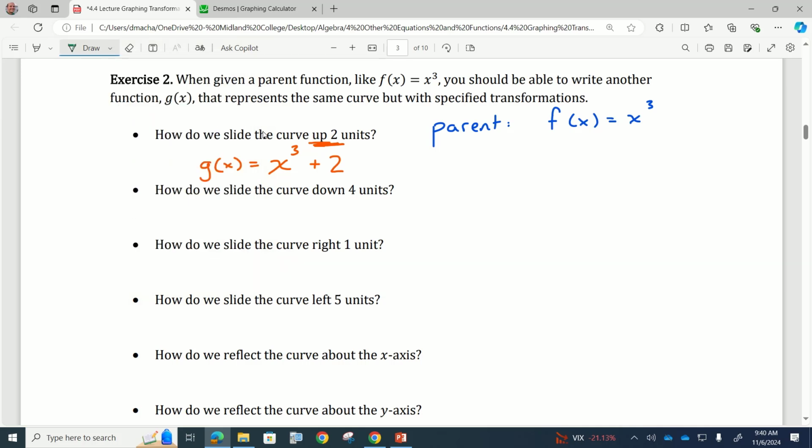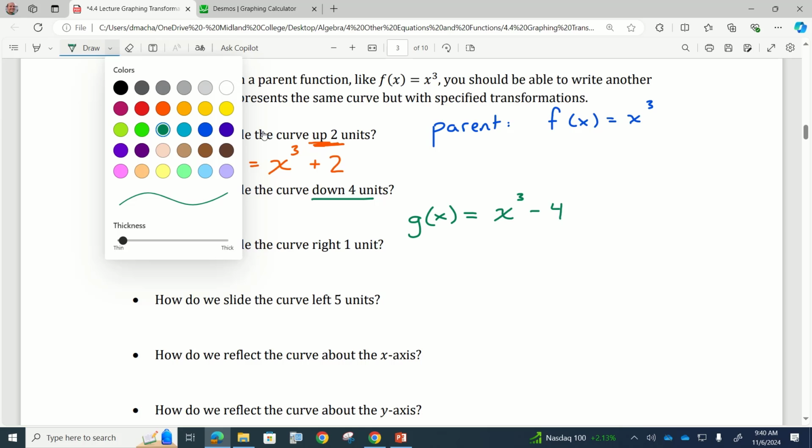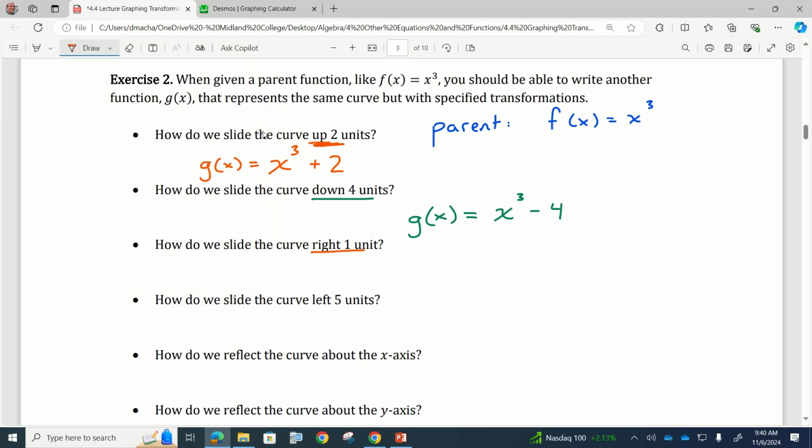What if I wanted to write a new g function that's the same as my parent function f, but I slide it down 4 units? What do I write? X cubed minus 4. What if I want to write the same as my parent function, but I want to move it to the right by 1 unit? Yep, Brianna's right. This is parentheses x minus 1 cubed.